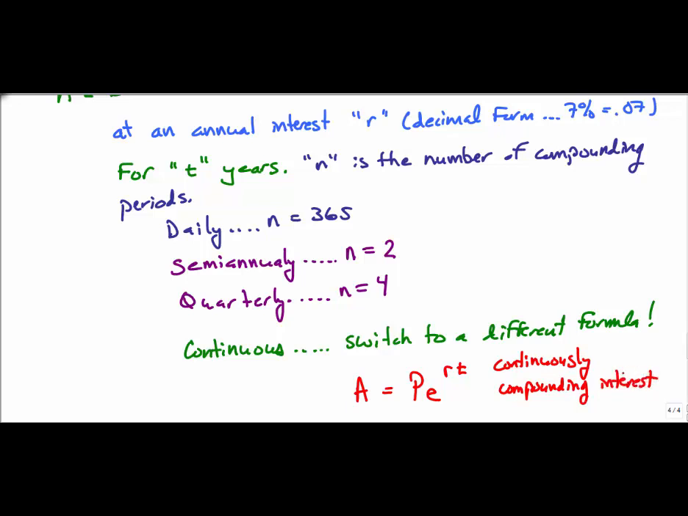If I only compound annually, n only equals 1, so I guess I can add another one up here. Annually, n is once per year. Daily is 365 times per year. Semi-annually is twice per year. Quarterly is 4 times per year. So you kind of have to look at the problem and say, okay, what do I have? Do I have daily, semi-annually, quarterly, or annually? Or do I have continuously? And then based on those, you can choose which formula you're going to use.